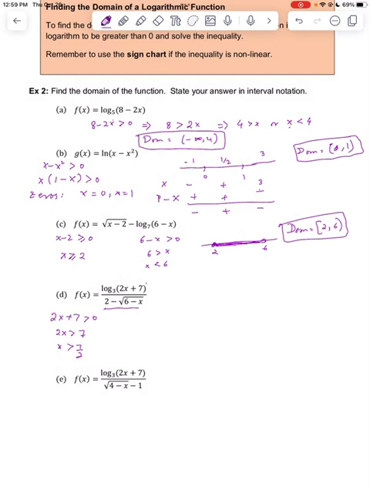Now at the bottom, under the square root, we cannot have negative numbers. But also, we cannot have the whole denominator to be 0. So I will try to see what. Well, I can see just by looking, but not always it will be this simple. So I have to solve this.